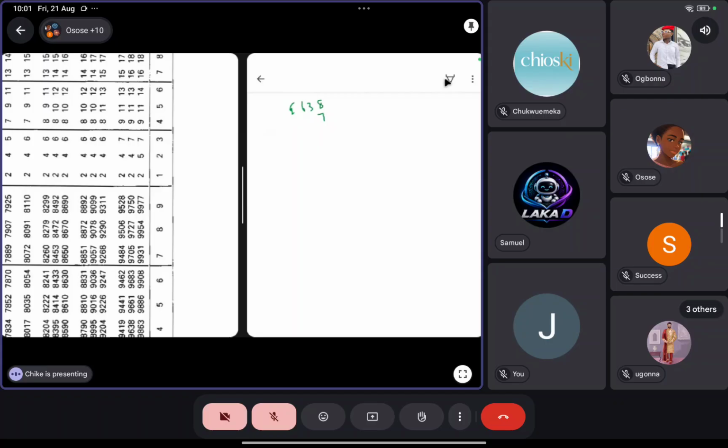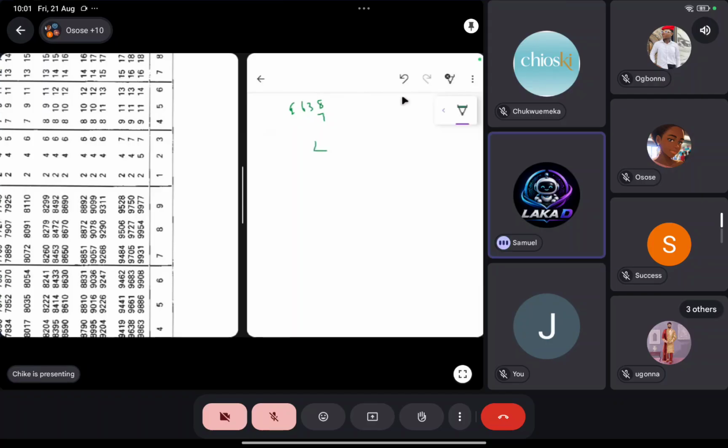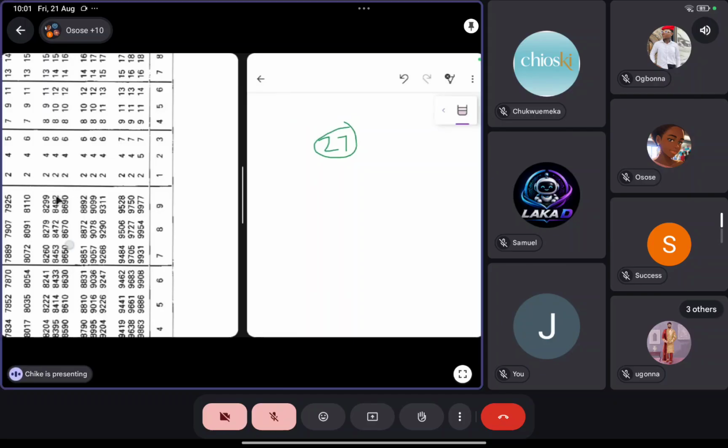Okay, let's do the second one, which is 20. I think we skipped 27. Let's do it together. Let me get the question. Or if you have the question, you can help me with it too.